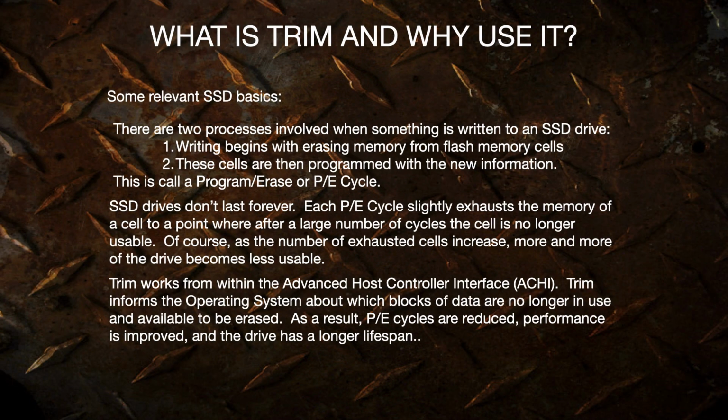To understand what Trim is, we need to take a look at what happens when something is written to an SSD drive. There are two small processes involved when something is written. The first begins with erasing the memory from the flash memory cells, and then the cells are programmed with the information that's being written. This is called a program erase cycle, or a PE cycle. It's important to know that SSD drives just don't last forever. Each PE cycle slightly exhausts the memory of a cell to a point where, after a large number of cycles, the cell itself is no longer usable. And as more and more cells become unusable, the drive becomes unusable at the end of the day.